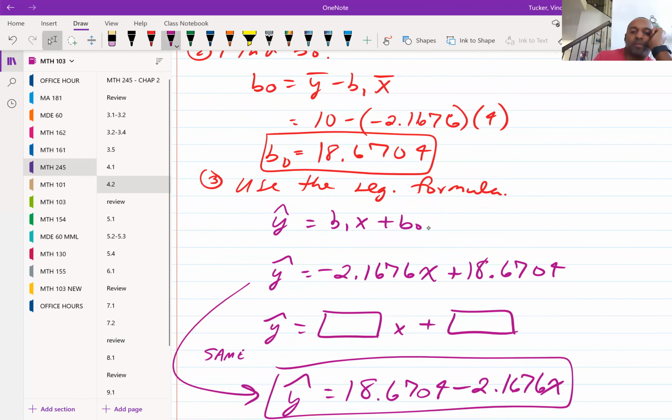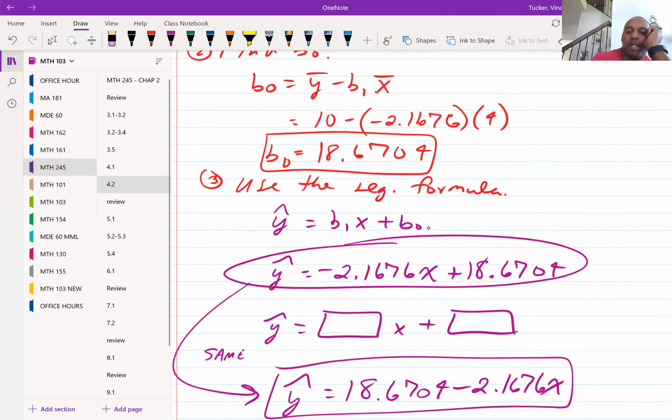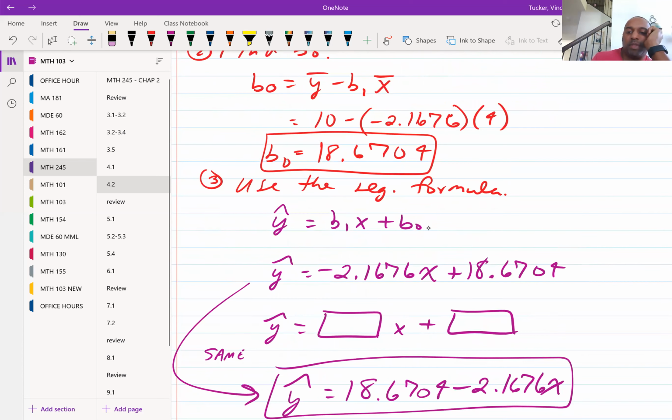All right, so here's our answer right here. MATLAB normally, if I remember correctly, for your application, has a box. One box would be sitting in front of X, and the other box would be behind the plus sign. So you just put your values in accordingly. Once again, pay attention to how many decimal places they want.